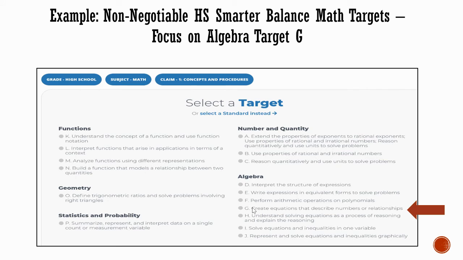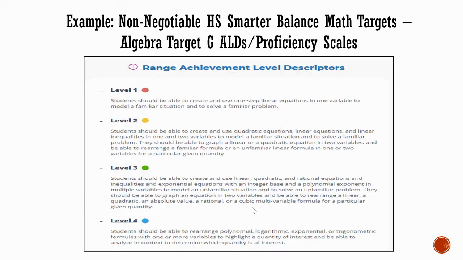Following the Content Explorer navigation handout number 7, this slide shows how you will get to all of the math targets for a grade level on one page. In this case, the teacher wants to look more deeply at Target G, create equations that describe numbers or relationships. Following the navigation handout, the teacher now sees achievement level descriptors or proficiency scale for this specific target. Level 3 can be copied and pasted right into a potential tracking sheet.